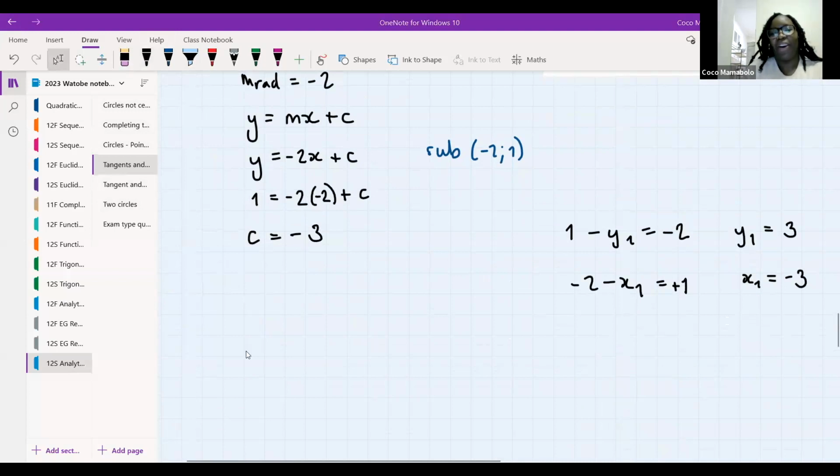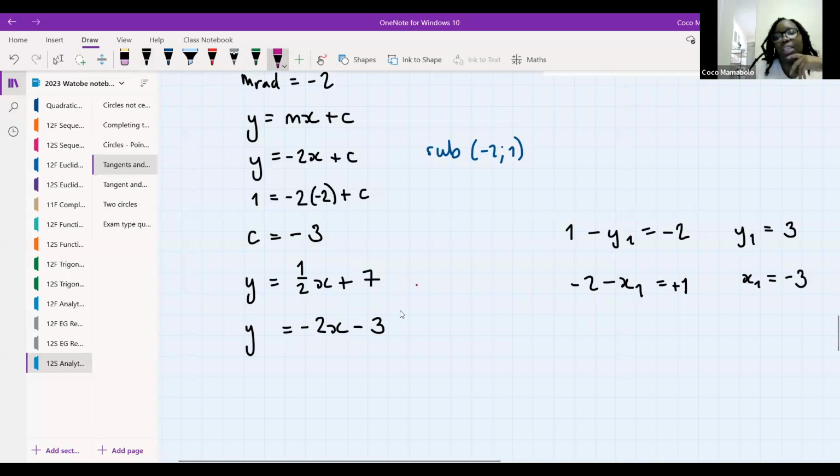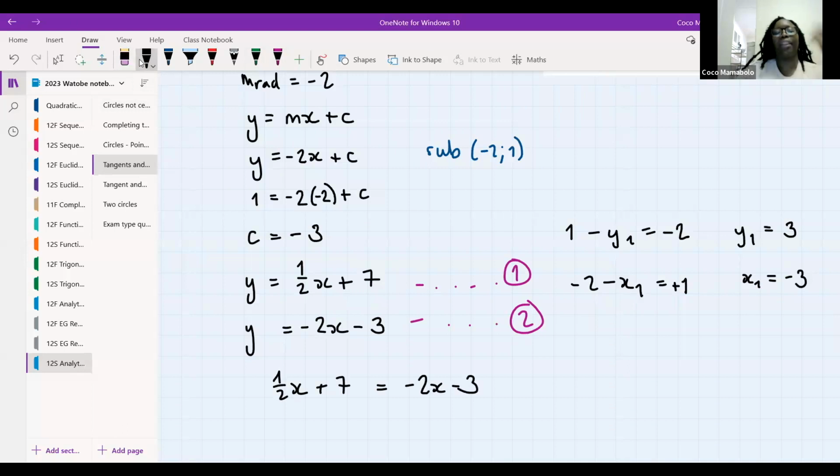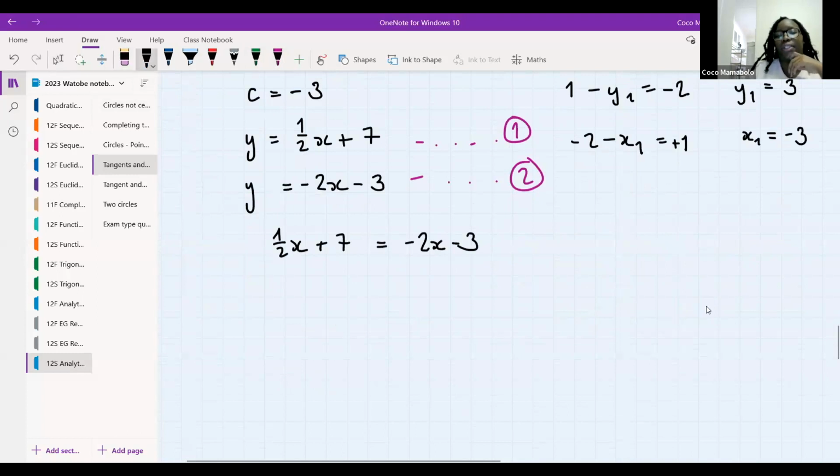I've got 2 equations now, guys. I've got y is equal to 1/2 x plus 7, and y is equal to -2x minus 3. Then I can solve for these simultaneously. Make that 1, make that 2, and sub the 1 into the 2. So I'm going to go 1/2 x plus 7 is equal to -2x minus 3, and then we can solve for x here.